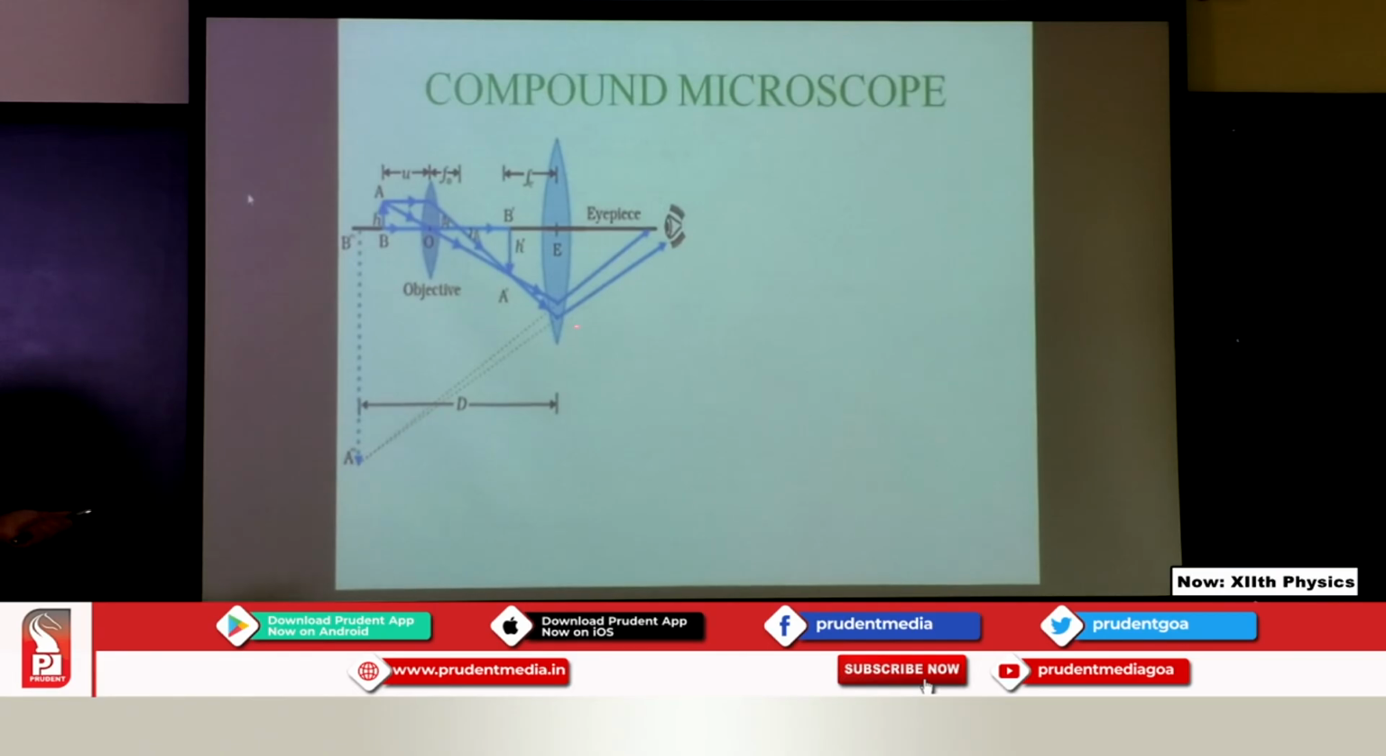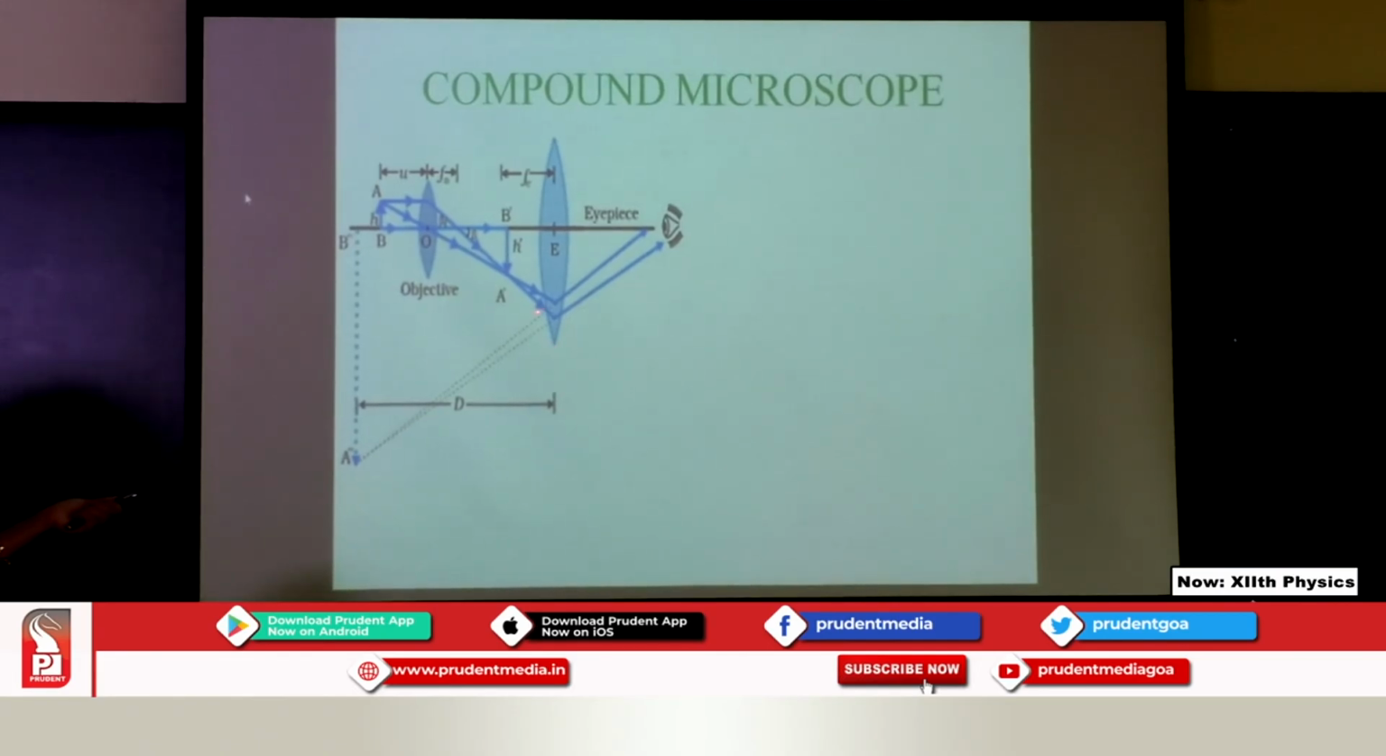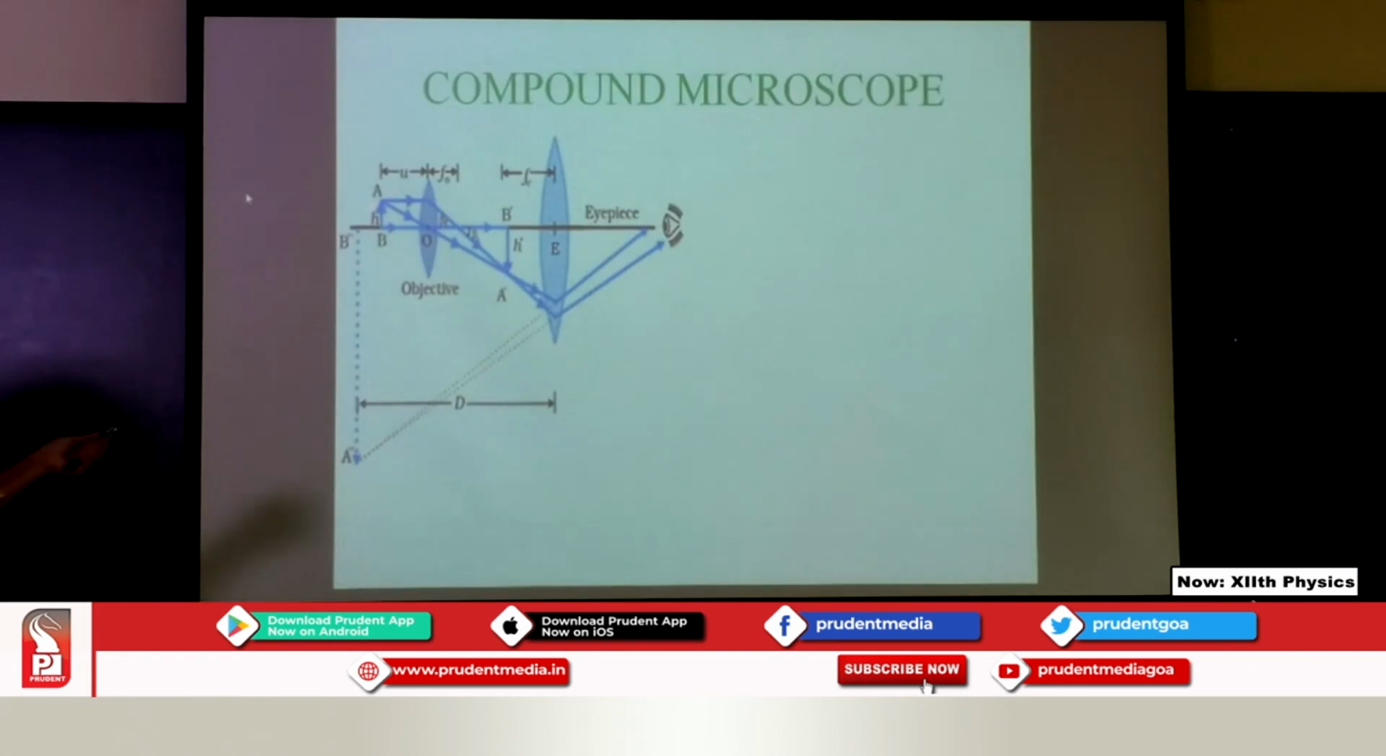one termed the objective, and the next one the eyepiece, and this eyepiece works exactly like the simple microscope. So, what the objective does: we have the object in front of the objective, which forms an image that is real, inverted and slightly enlarged. This enlarged image acts as an object for the eyepiece, and the final image is highly enlarged. Isn't it? We want a highly enlarged image. So, this is the ray diagram for the compound microscope.